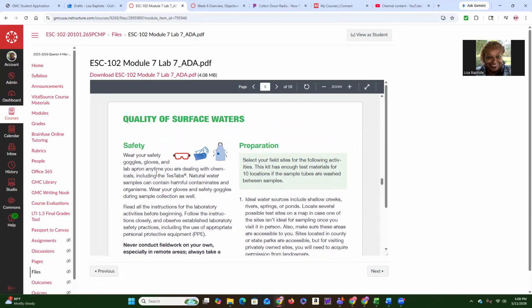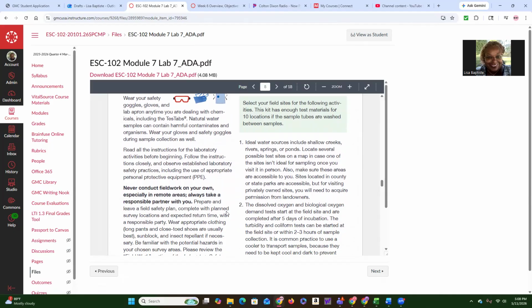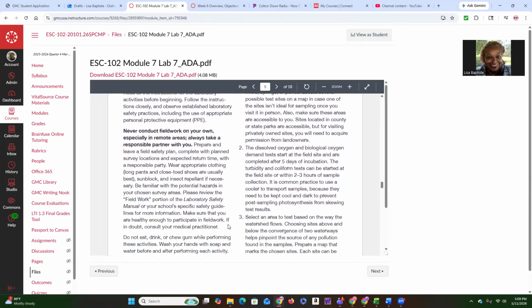Natural water samples can contain harmful contaminants and organisms, so wear your gloves and safety goggles during sample collection as well. Make sure that you read all instructions for the laboratory activities before beginning. Follow the instructions closely and observe established laboratory safety practices, including the use of appropriate PPE. Never conduct field work on your own, especially in remote areas. Always take a responsible partner with you.